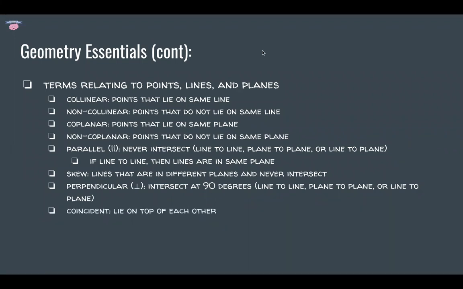Coincident means that they lie on top of each other. So again, it could be line, line, line, plane, or plane, plane. So if I have this, and then I have another line that lies exactly on top of it, that means they're coincident. I'm not going to give you examples for plane to plane or line to plane, but it's similar to what we talked about earlier.